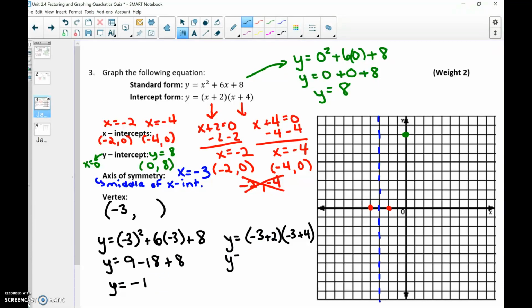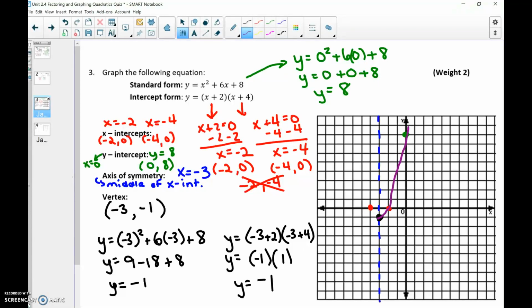Over here, -3 plus 2 is -1, times -3 plus 4 is +1. -1 times +1 is -1. So doesn't matter which way I do it, I get that the y value is -1. And that goes right up here in my vertex. Now I can plot my point. (-3, -1) goes right there. And then here is my parabola.